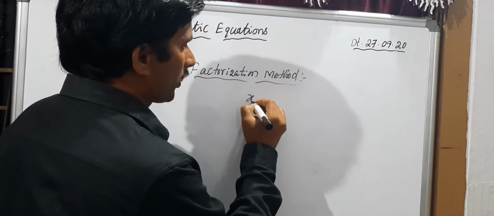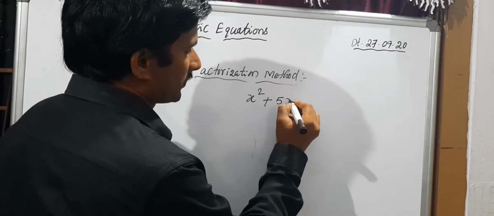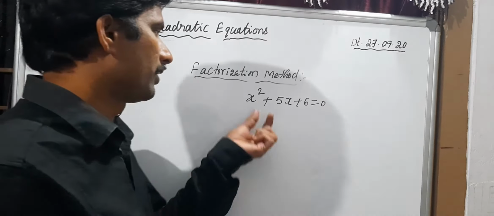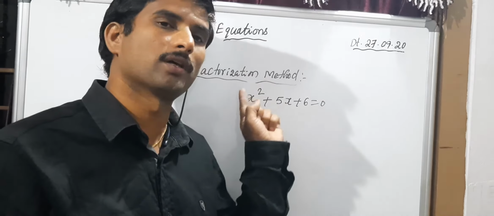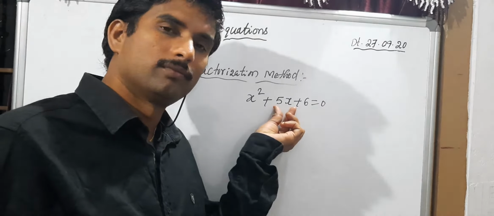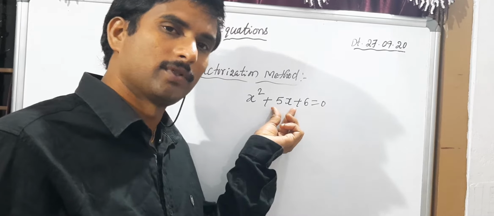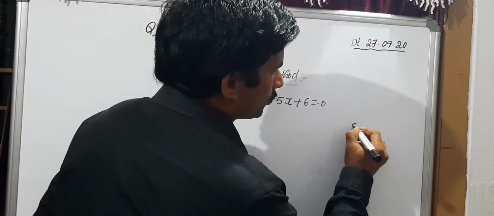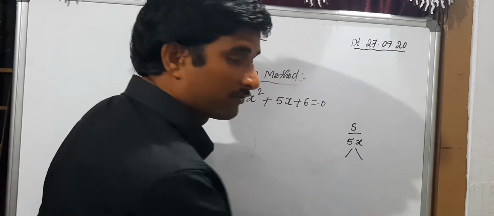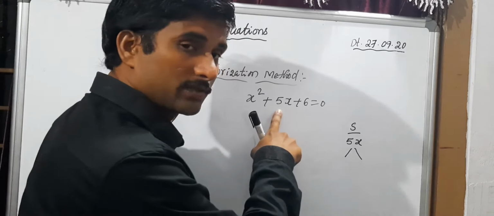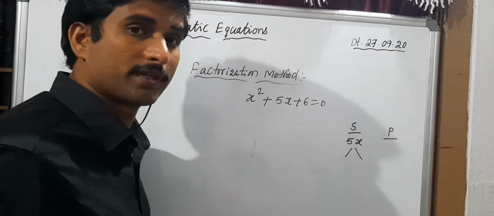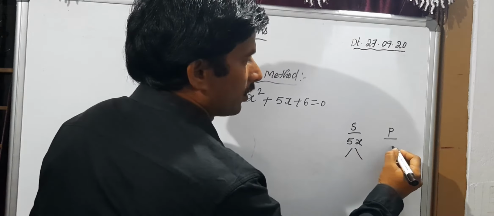Now if you take x square plus 5x plus 6 equal to 0, which is a quadratic equation, it contains two roots because the degree of this equation is equal to 2. Now observe the middle term. The middle term is 5x. So there exist two terms whose sum is equal to the middle term, that is 5x, and the product of those coefficients is equal to the constant, 6.